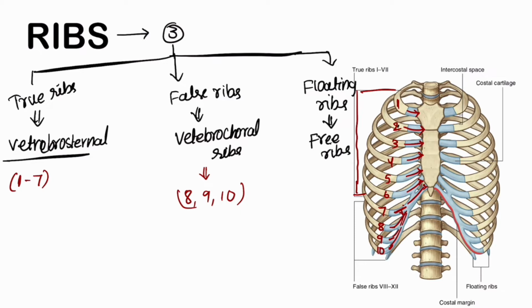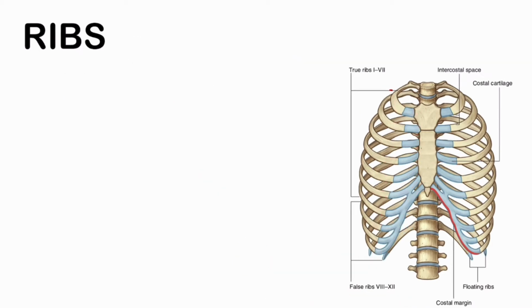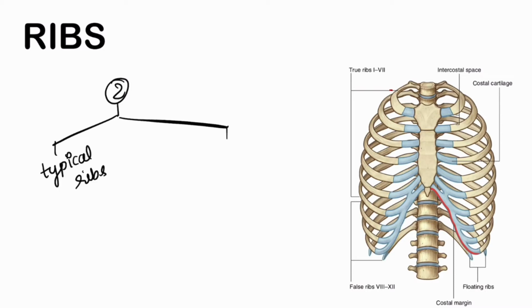Now let us see the floating ribs. These are the floating ribs here. They are 11 and 12. They do not attach to the sternum, so they are known as floating ribs. These floating ribs are present in the posterior abdominal wall musculature. Ribs can be further classified into 2 types. They are typical ribs and atypical ribs.